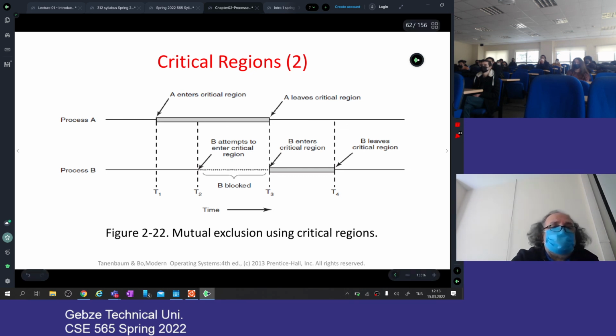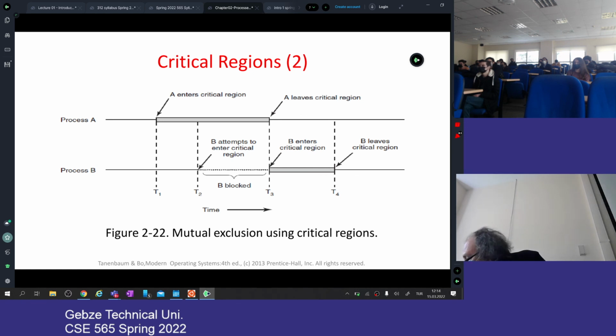While process A is running, it entered its critical region, and process B is running. Process B tries to enter the critical region, but it will be blocked because A is in the critical region. It is modifying some global variables, etc. So B will be blocked until A exits the critical region, and then B can be unblocked to complete whatever it wants with its critical region. So that's the idea.